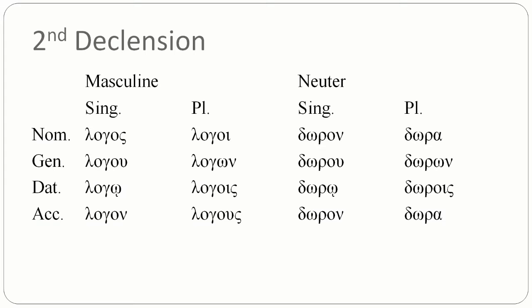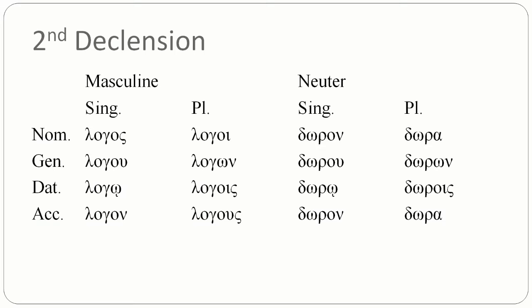But here you have the word logos. That happens to be a masculine word. And so this is the singular, logos, then genitive, logu, dative, logo, again, iota subscript in that dative singular, and logon, accusative. Plurals, logoi, logon, logois, logus.